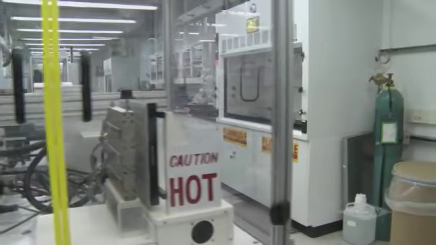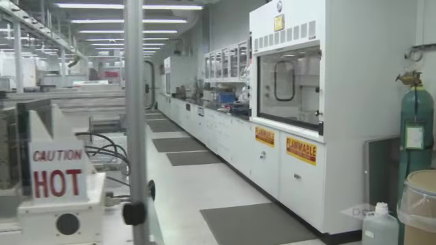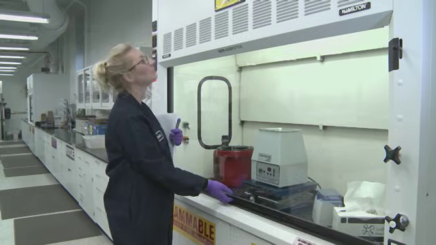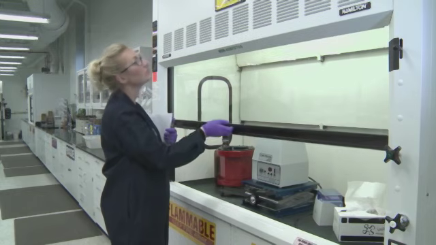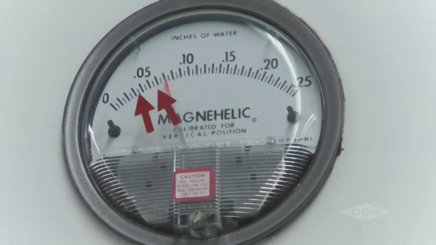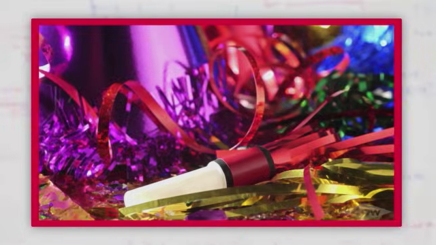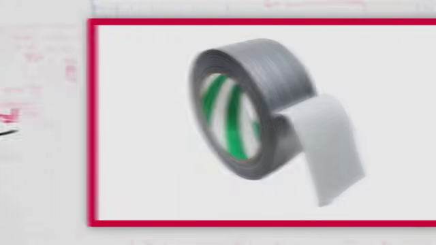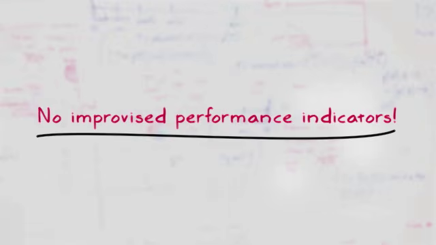Now that you know the parts of a fume hood, Heather will show you some steps to use it properly. First, Heather checks the performance indicator before she uses the fume hood. Every time. It's a habit for her now. If the fume hood shows a value that doesn't meet the criteria, she won't use it. And by the way, never use things like tinsel, paper towels, or tape as an improvised performance indicator. That's a good way to ensure performance failure and risk to your safety.